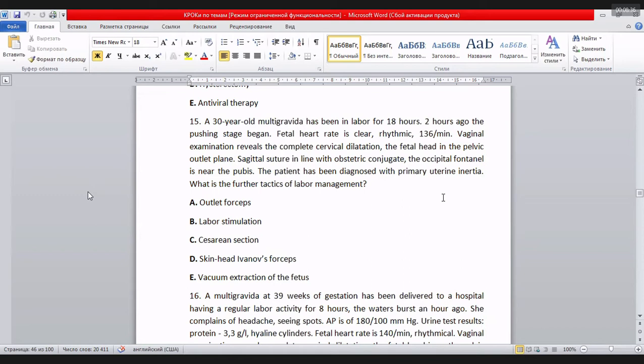It happens if we have some period of good labor activity and suddenly it stops. Not stopped, it's present, but there is no productive labor. It is secondary uterine inertia, of course. Here we have a mistake, but if it is inertia, we need to apply outlet forceps. Yes, labor stimulation.